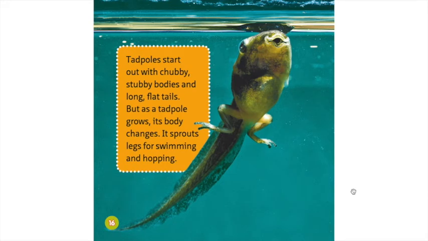Tadpoles start out with chubby, stubby bodies and long, flat tails. But as a tadpole grows, its body changes. It sprouts legs, right here, for swimming and hopping.